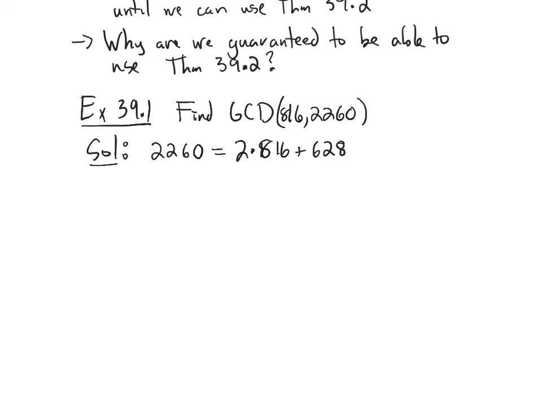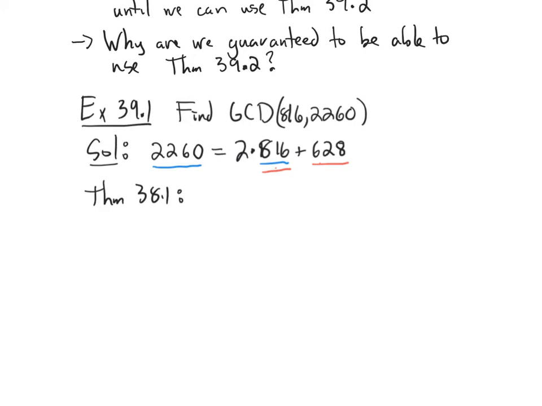So now, what I'm going to do is use that Theorem 39.1. I know the greatest common divisor of 2260 and 816 is the same as the greatest common divisor of 816 and 628. So let's use Theorem 38.1. So let's keep going.